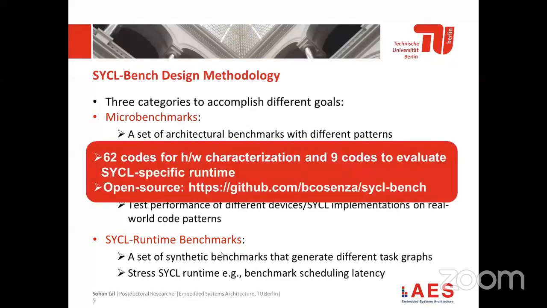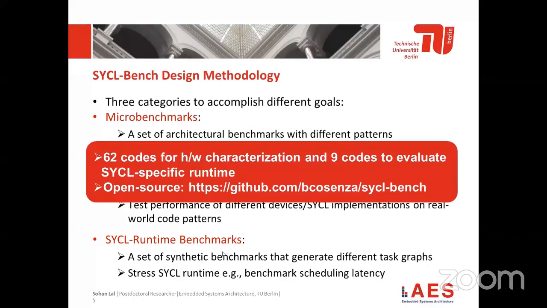In total, in SYCL-Bench, we have 62 codes that can be used for hardware characterizations and 9 codes to evaluate the SYCL-specific runtime. The benchmark suite is open source, so if you are interested, please clone and give it a try. And if there are any questions, please reach out to us.